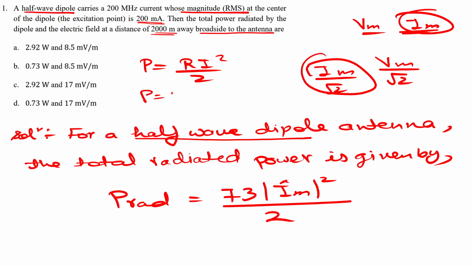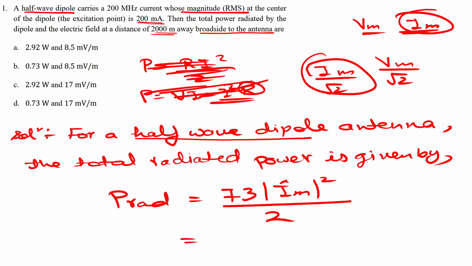So P is equal to VI, V is equal to IR, so I squared R, and this comes because this is the peak value. I hope now it is clear, right? So that's why this R is here, the radiation resistance, which is 73 ohms. That's why I have written this formula directly.